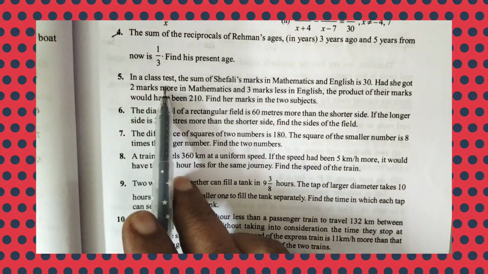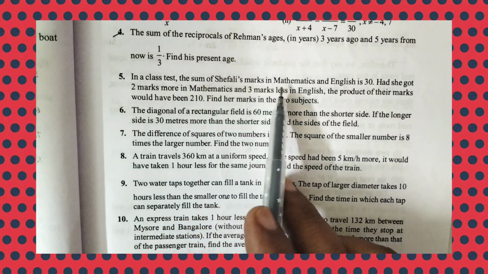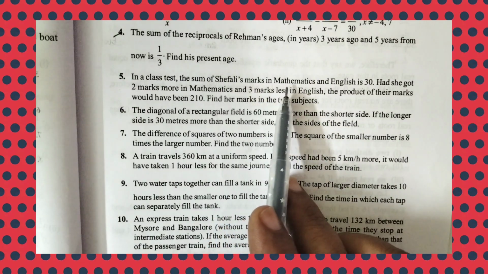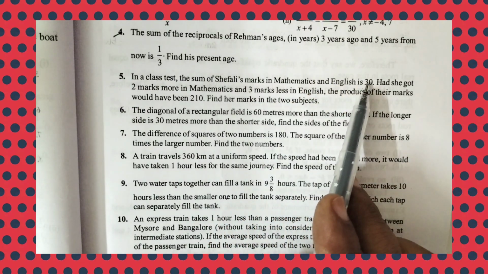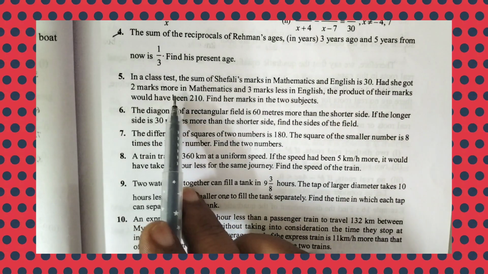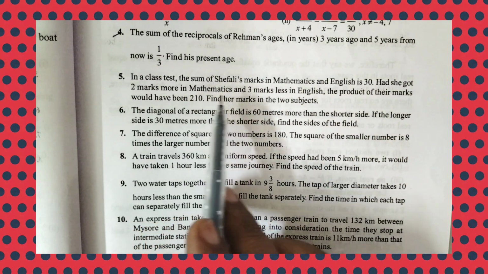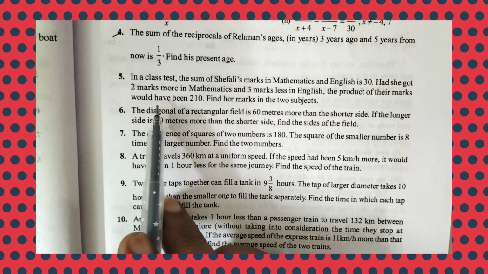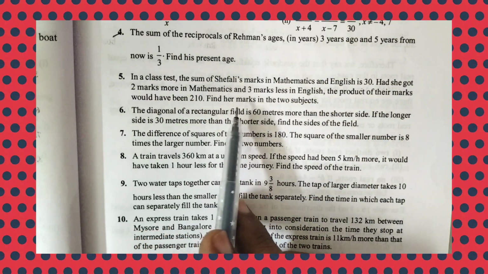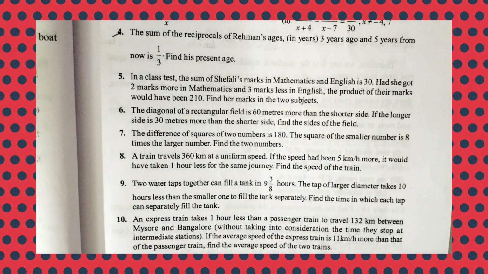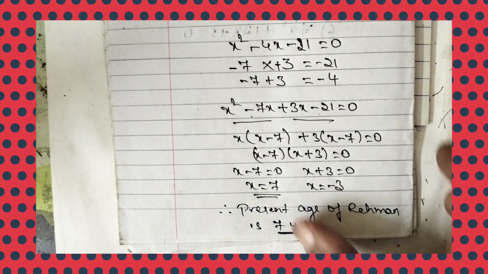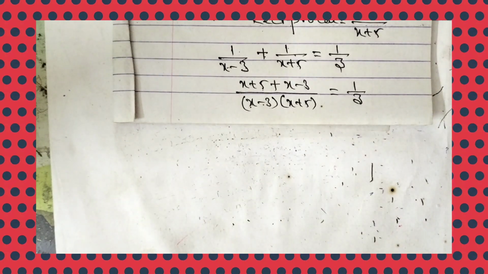In a class test, the sum of Shefali's marks in mathematics and English is 30. So mathematics marks plus English marks, total, will be equal to 30. Had she got two marks more in mathematics and 3 marks less in English, the product of their marks would have been 210. Find her marks in the two subjects. So we have to find out what mark she will get in mathematics and what mark she will get in English. Now let us solve this question.